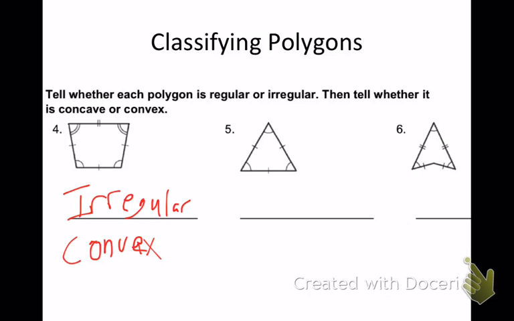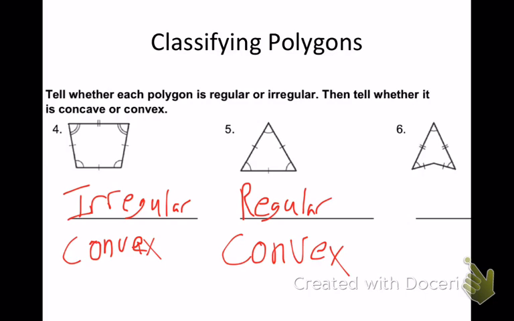Number 5. Regular or irregular? Colton, what are you thinking? Why is it regular? Because why? Did you say it's symmetrical? What does it mean to be regular? All the sides and all the angles are going to be the same. So they're all the same there. So it's regular. Is that convex or concave? Convex. Now, here's a question for you. I want you to think about it before you answer.